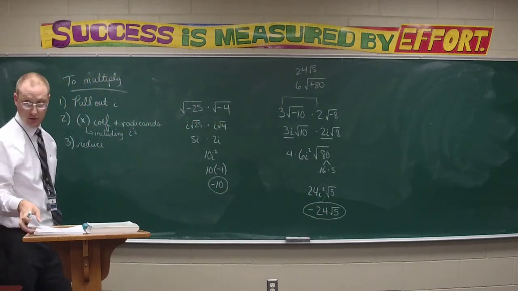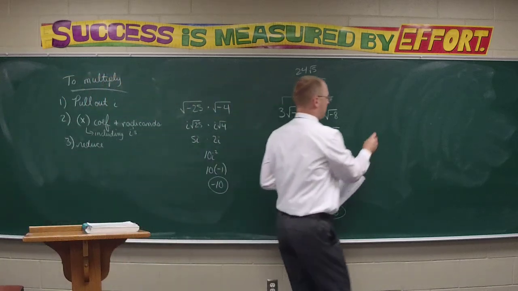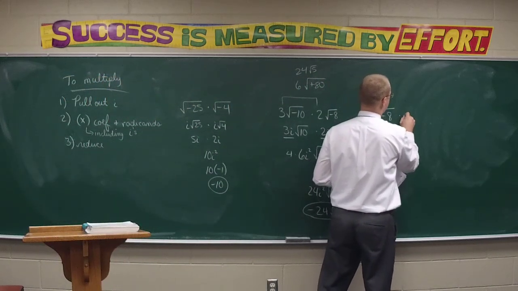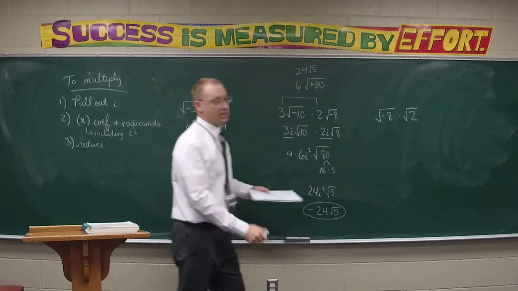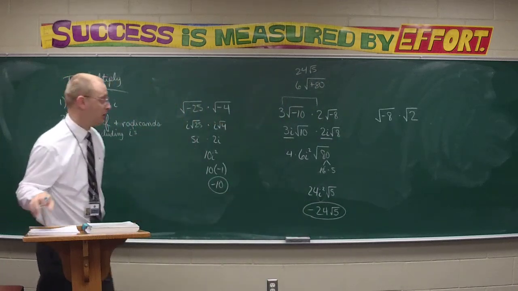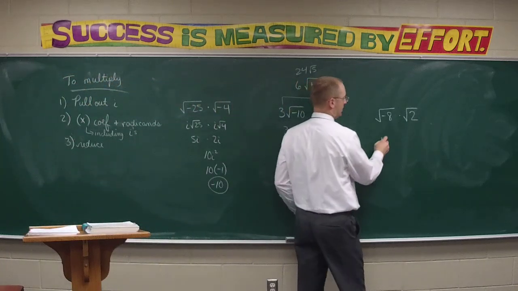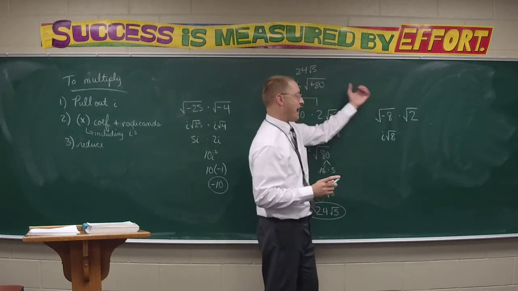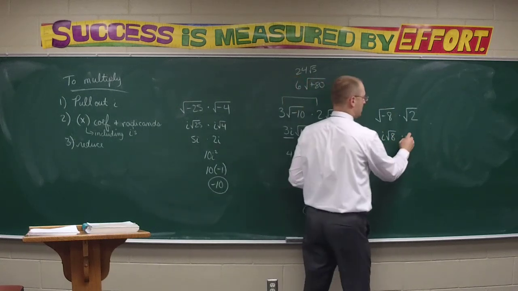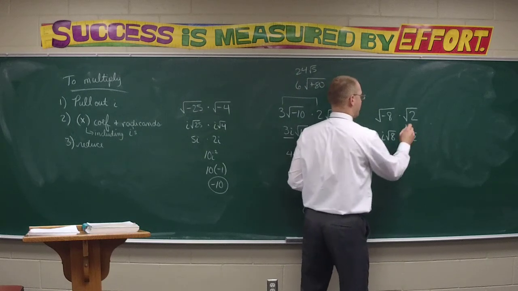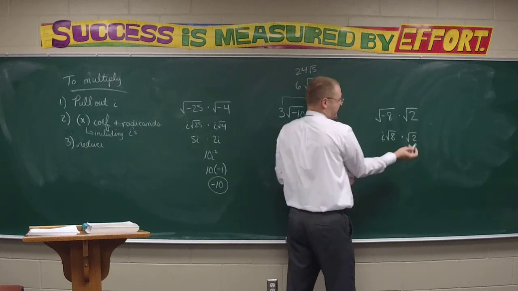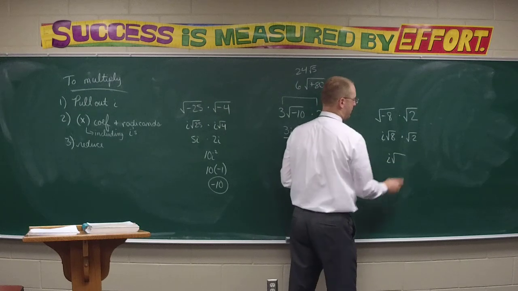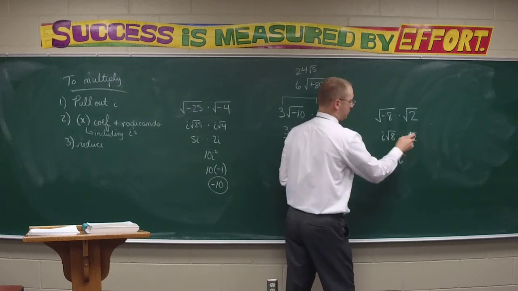Questions on this? So what if we had, for instance, the square root of -8 times the square root of 2? Michael, first thing I need to do is take the i. You get i times the square root of 8, times the square root of 2. It's not a negative anymore, I pulled the negative out. And that becomes, when we multiply the coefficients and the radicands, i times the square root of 16. And of course, the square root of 16 is?